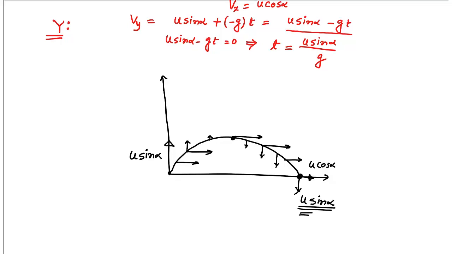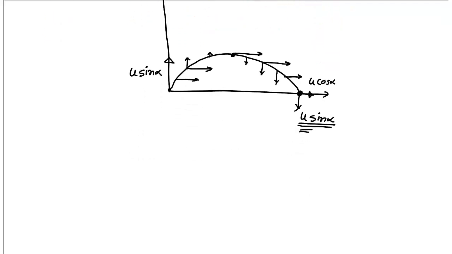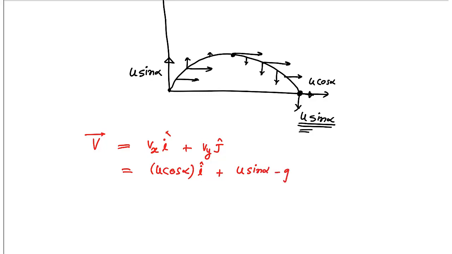So now I know my x component of velocity and y component of velocity, I can write the velocity vector. So what is the velocity vector? Velocity vector is equal to vx i component plus vy j component. And what is x velocity? This is simply u cos alpha, and then I have to multiply i cap. What is y velocity? This is u sin alpha minus gt, and then this is j cap. So this is the y velocity at any given point of time.